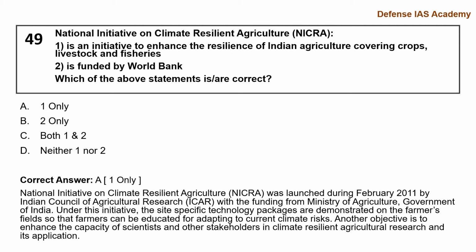The National Initiative on Climate Resilient Agriculture (NICRA) was launched in February 2011 by the Indian Council of Agricultural Research with funding from the Ministry of Agriculture, Government of India. Under this initiative, site-specific technology packages are demonstrated on farmers' fields so that farmers can be educated for adapting to current climatic risk. Another objective is to enhance the capacity of scientists and other stakeholders in climate resilient agriculture research and its application.